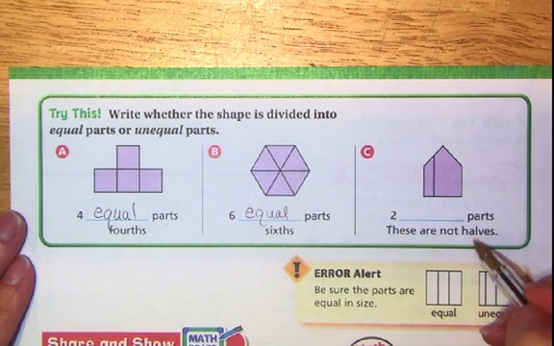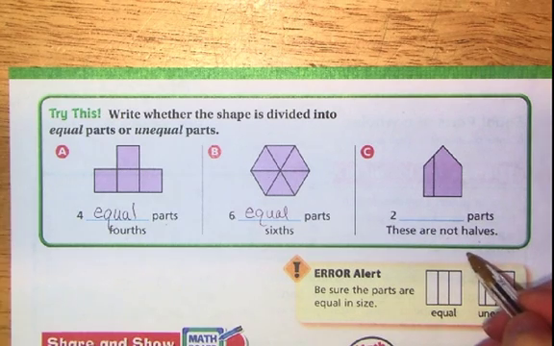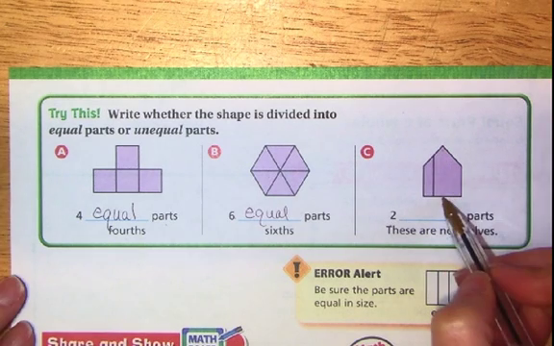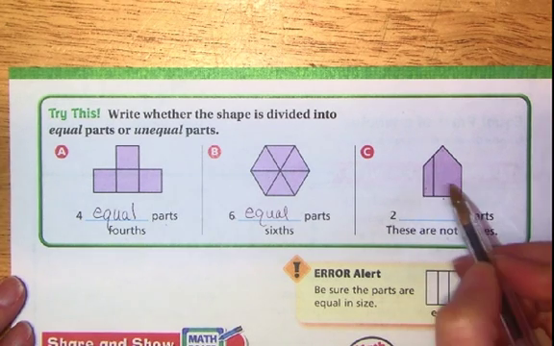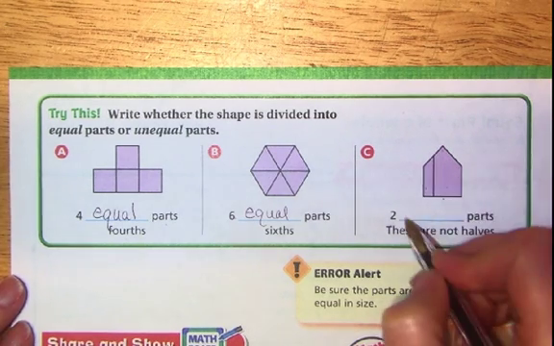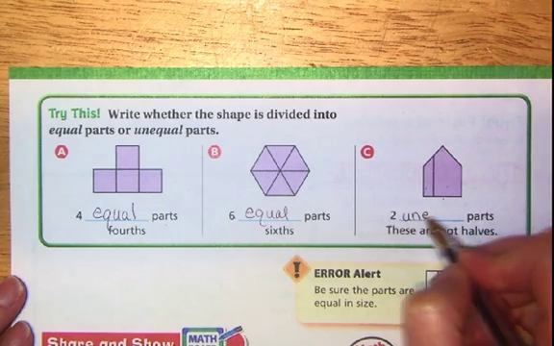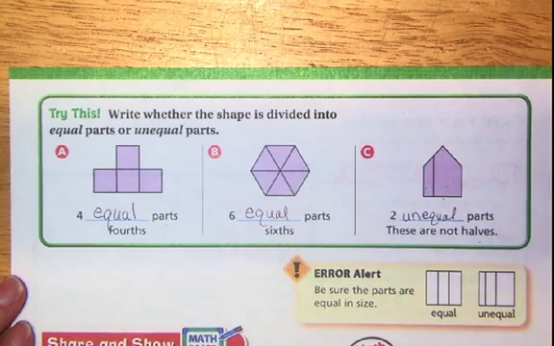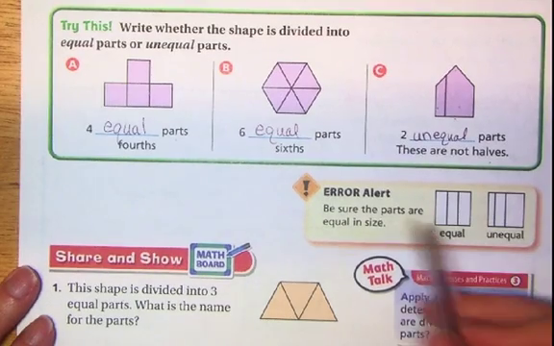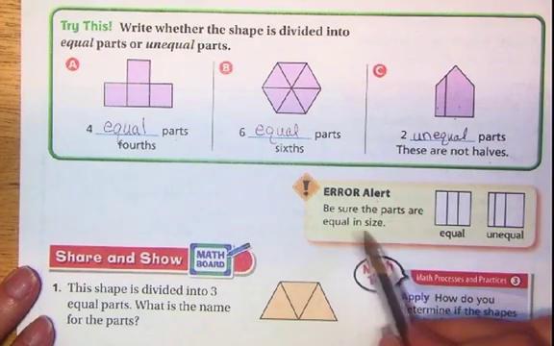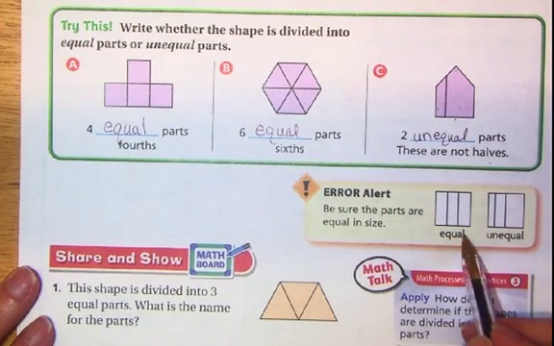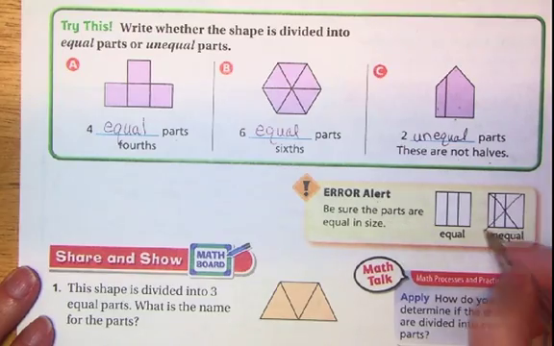But now I come to the last one, and it says these are not halves, because you should all be saying the same thing, that it's not fair. I don't want that piece of chocolate. I definitely want that piece. So this is now going to say unequal. Now notice it says error alert. Be sure the parts are equal in size. So this is yay. This is not yay. They are not equal.